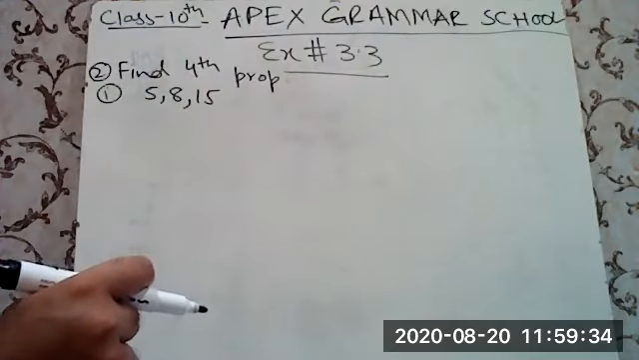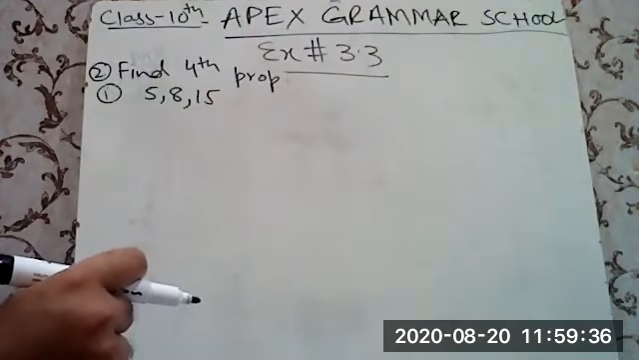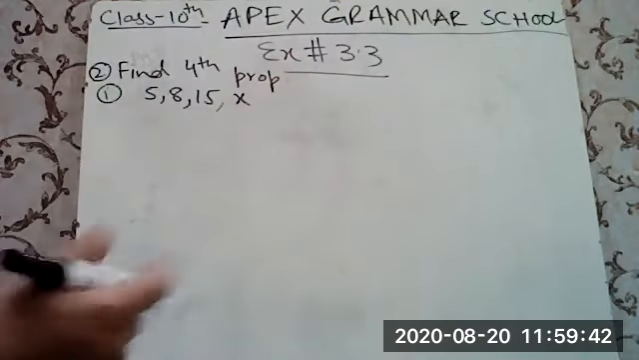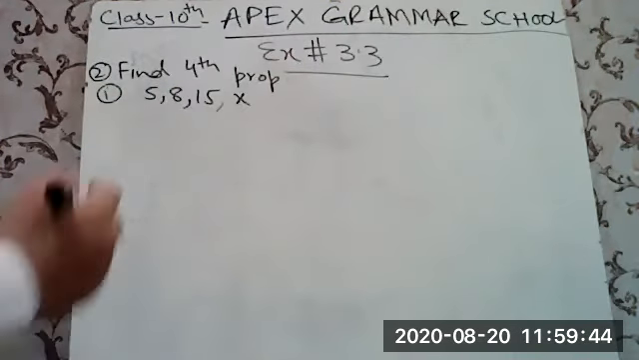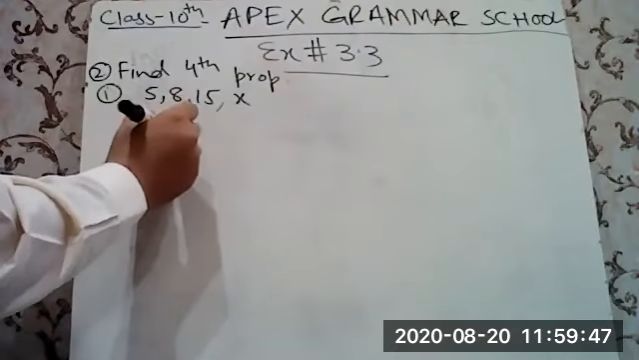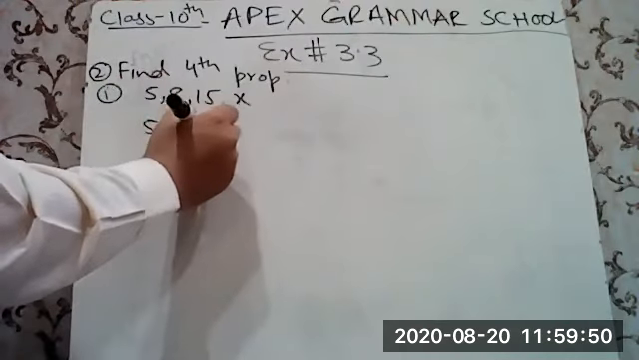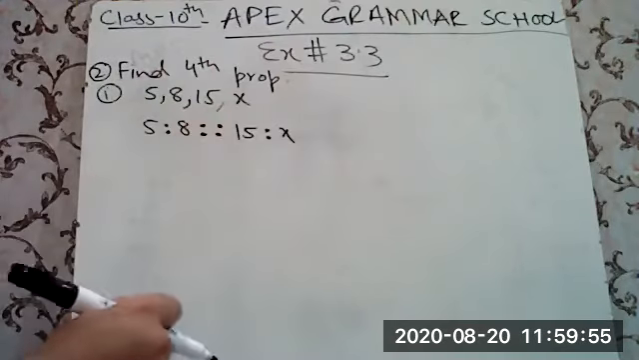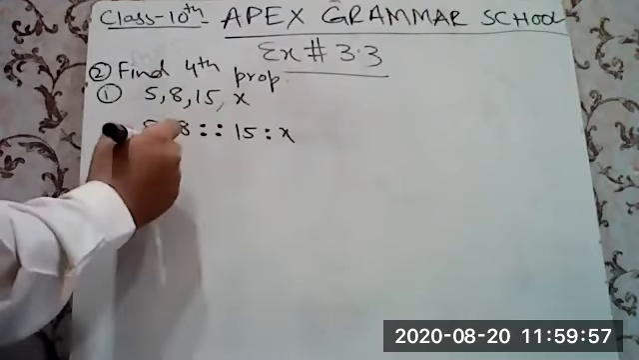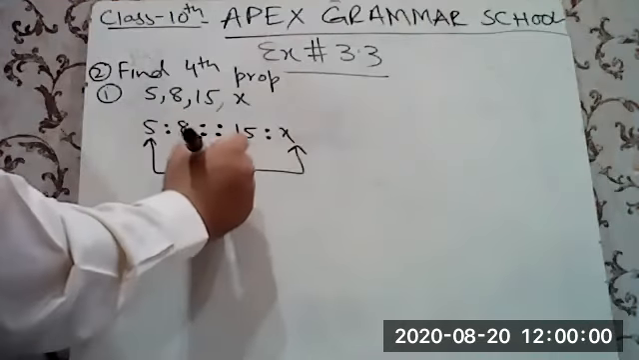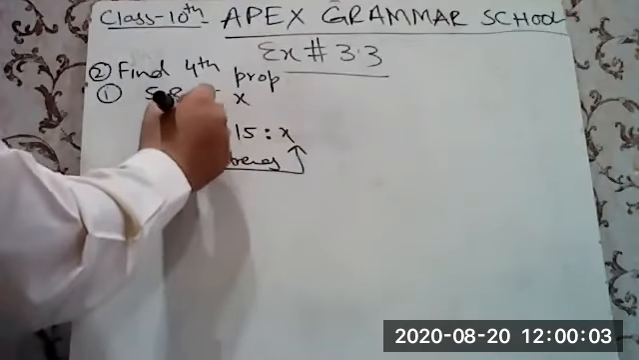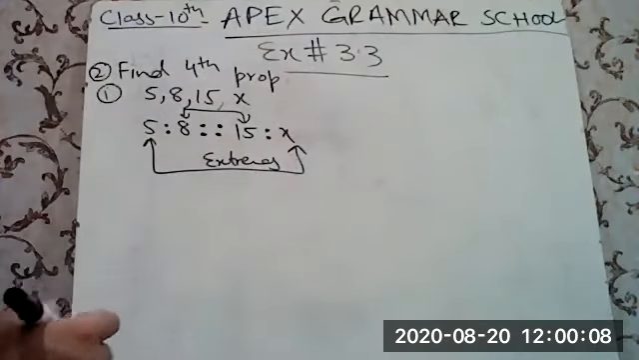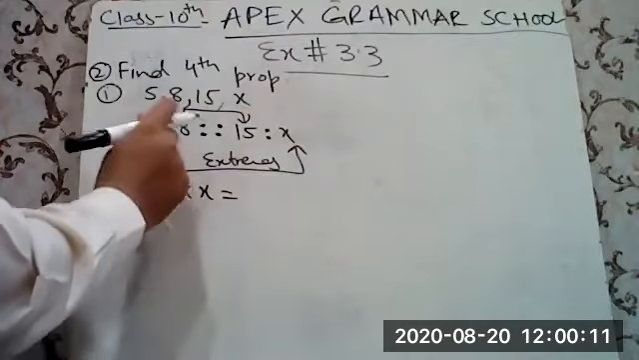So, recall within your mind, what will be the fourth proportional? We can let it be x. Now, the rest is simple. 5 ratio 8 proportion 15 ratio x, and that's it. After that, as you already know, these are extremes and these are means. So the product of extremes, 5 multiplied by x, is equal to 8 multiplied by 15.